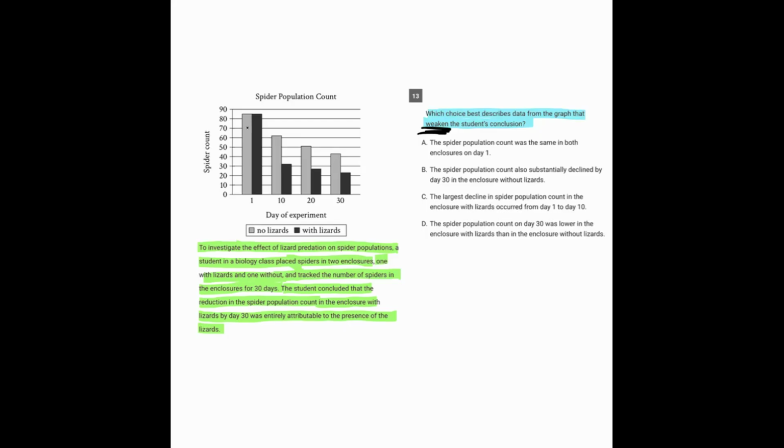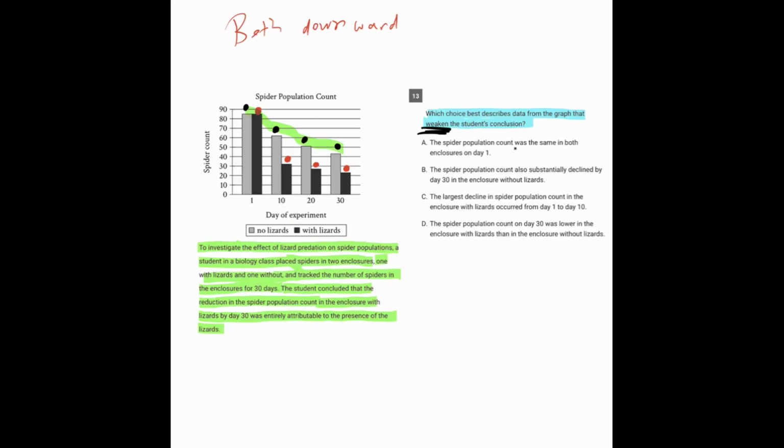So now looking at the data, we have the enclosure with no lizards and the enclosure with lizards, and they're both declining. They're both having lower counts of spiders over time. But the interesting thing is that they're both on the way down. So if they're both going downward, how is it possible that the lizards are responsible if the enclosure that had no lizards is still on its way down? So let's look at the answers.